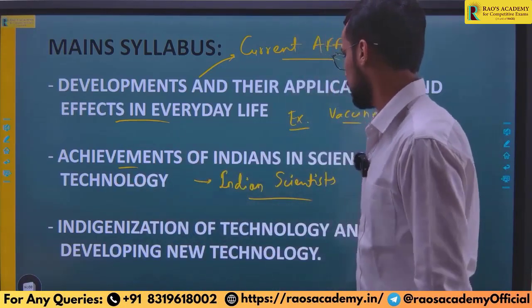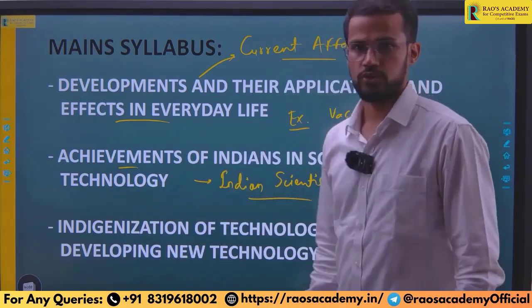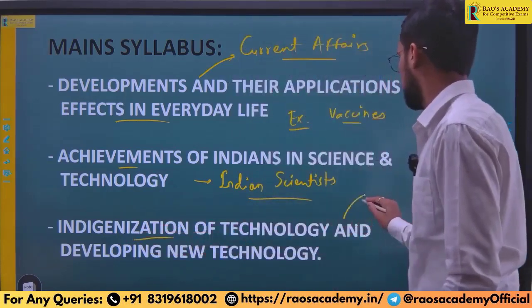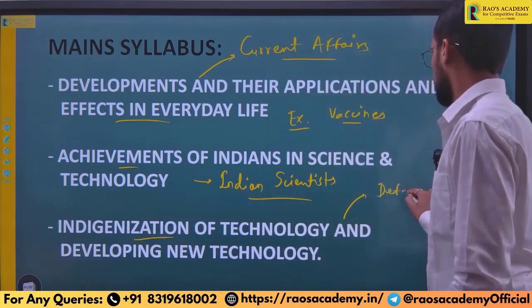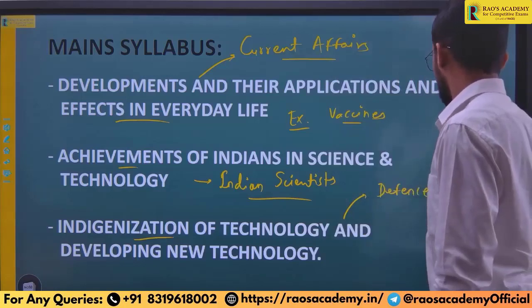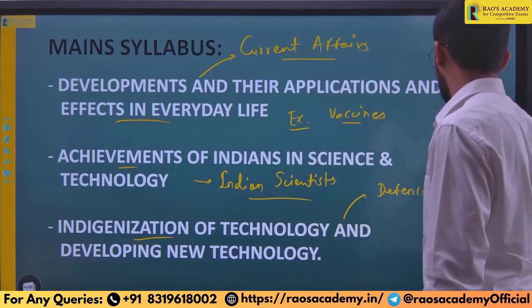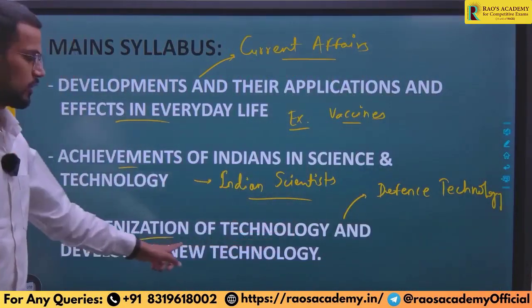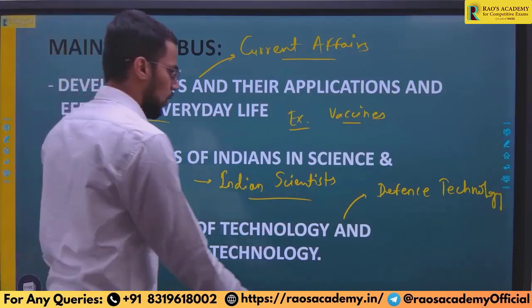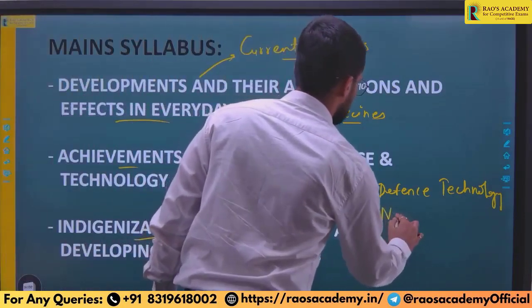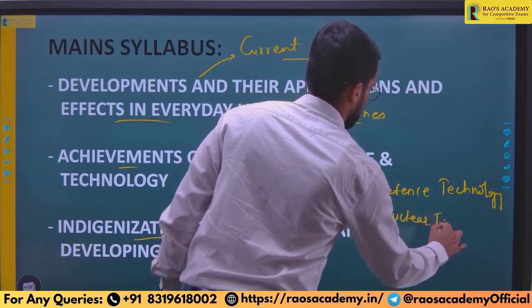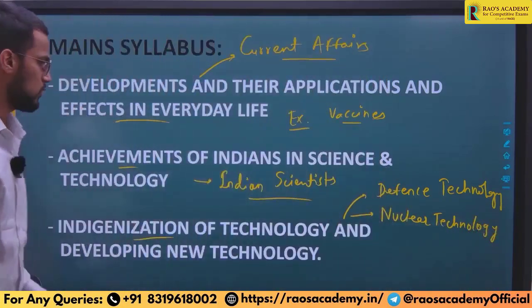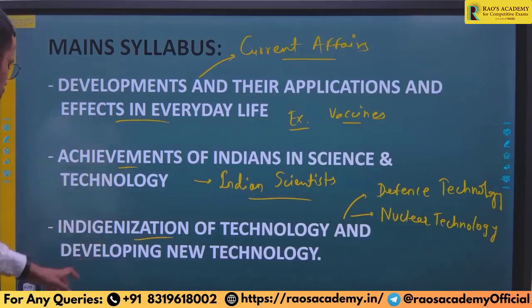Next is indigenization of technology and developing new technology. This primarily points towards defense technology, because in the syllabus they have not mentioned defense technology exclusively, and that's why we can infer defense technology from this particular heading in the main syllabus. Also, one more technology that we can infer here is nuclear technology, because again nuclear technology is not mentioned in the syllabus. Right, so that is about the first three topics.